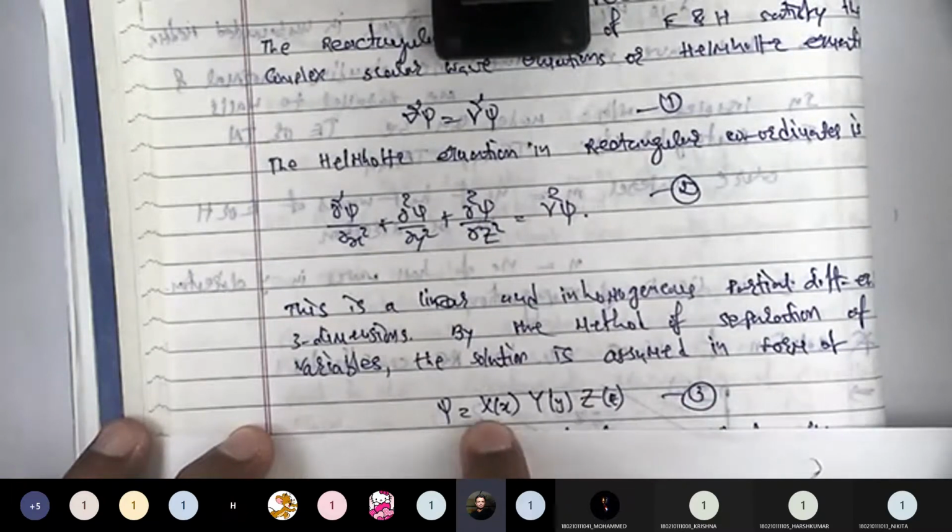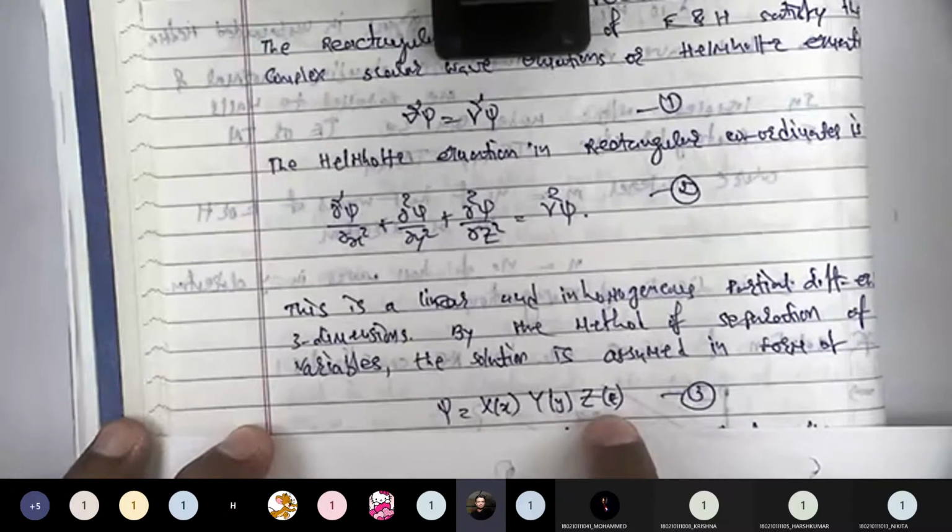So where capital X in bracket X, capital Y in bracket Y, there is a capital Z in bracket Z. So what does it actually indicate?